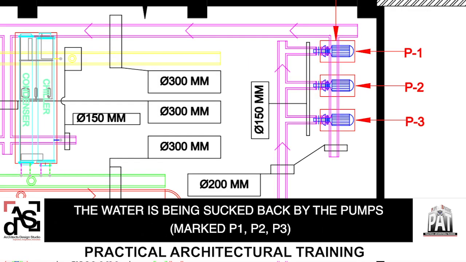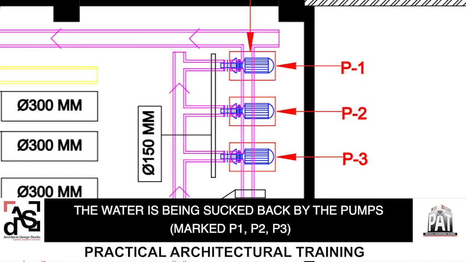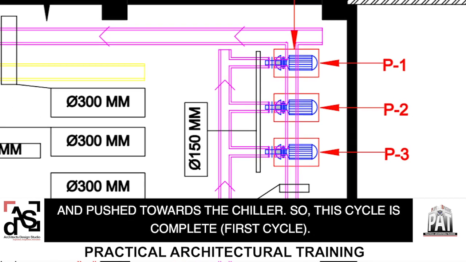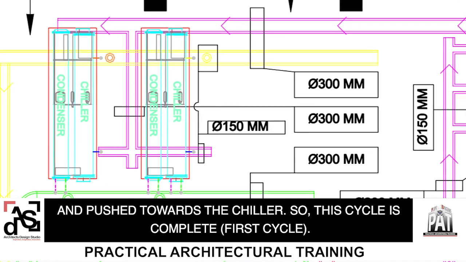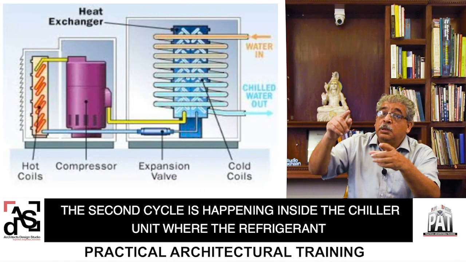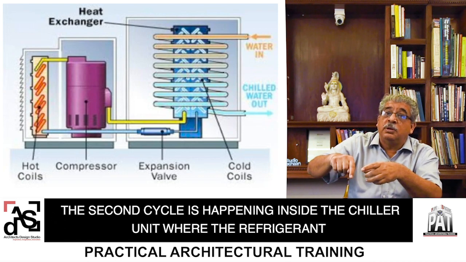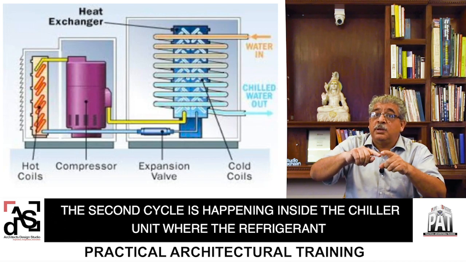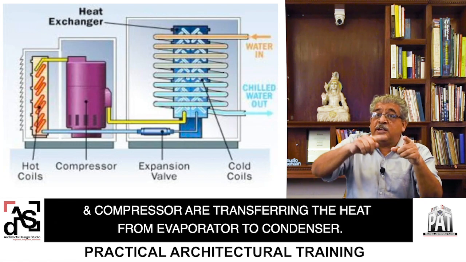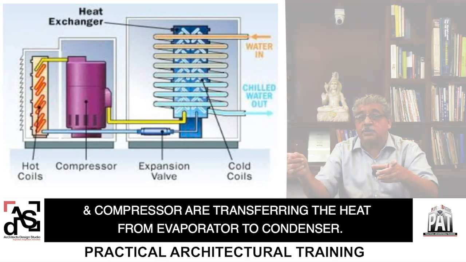The water is being sucked back by the pumps which are in the plant room and which are marked as P1, P2, P3 and pushed towards the chiller. This cycle is complete. This is the first cycle. The second cycle is happening inside the chiller unit, where the refrigerant and the compressor are transferring the heat from the evaporator to the condenser.